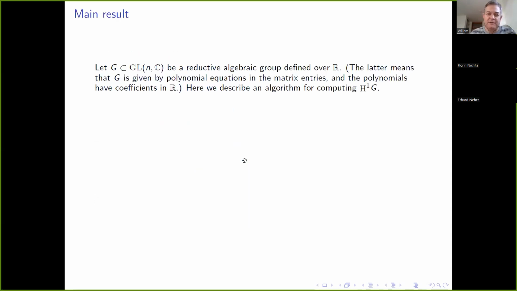Good. Well, the main result, or outcome let's say, of our project is this: if I have a subgroup G in GL_n(C), a reductive algebraic group defined over R, that means that G is defined by polynomial equations in the entries, and the polynomials have coefficients in R, so real coefficients. And we have an algorithm for computing the H1 of G.